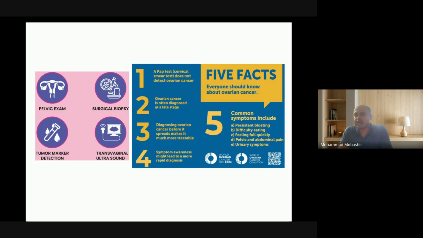So, five facts which you need to know about ovarian cancer. Pap test does not detect ovarian cancer. Ovarian cancer is often diagnosed at a late stage. Diagnosing ovarian cancer before it spreads makes it much more treatable. Symptom awareness might lead to a more rapid diagnosis. Common symptoms include persistent bloating, difficulty eating, feeling full quickly, pelvic and abdominal pain, and urinary symptoms.